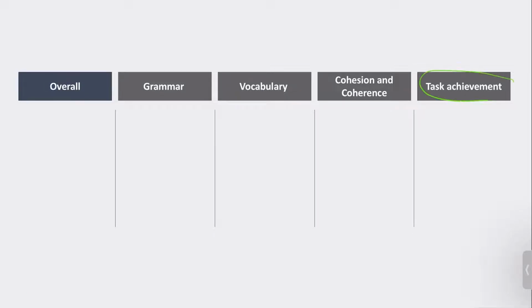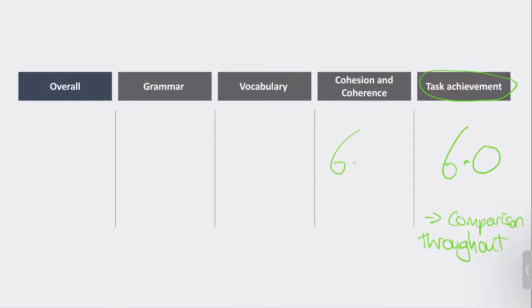So in terms of task achievement, they do a pretty good job of exploring the main trends and describing them. So probably come out at a 6.0. I really would like to see them do more comparison throughout their sentences rather than just having one linking word. Cohesion and coherence, again, I thought it was fine. I'd give a 6 for that. They had good linking words. Everything was logically structured. They had paragraphs.